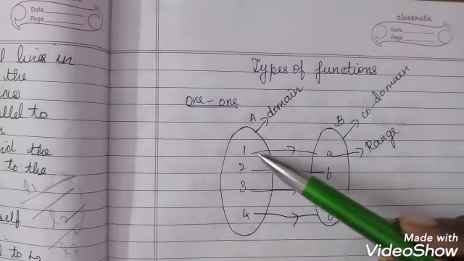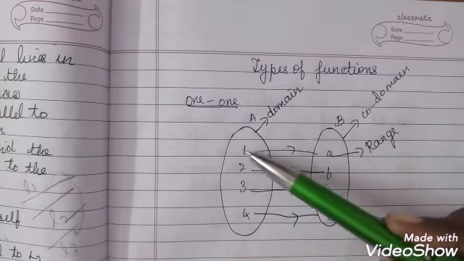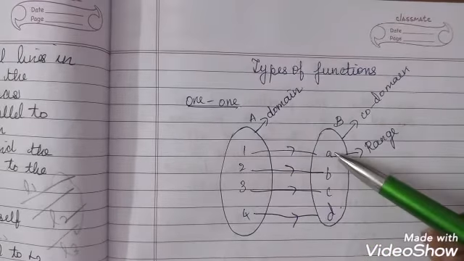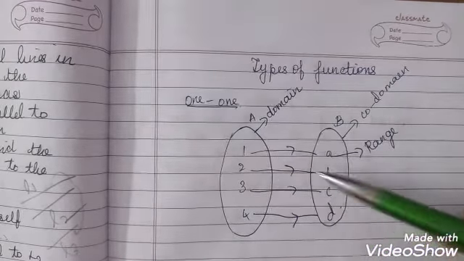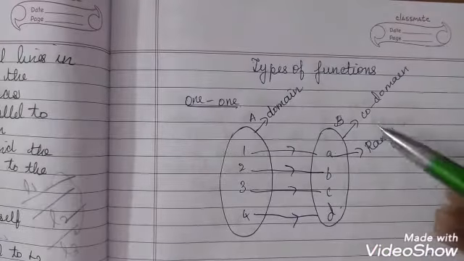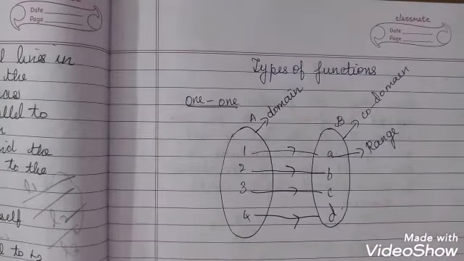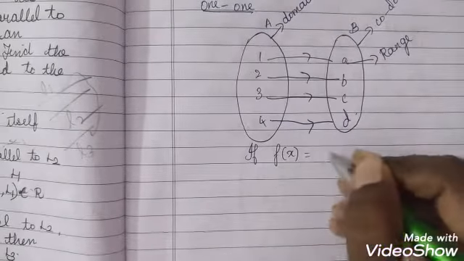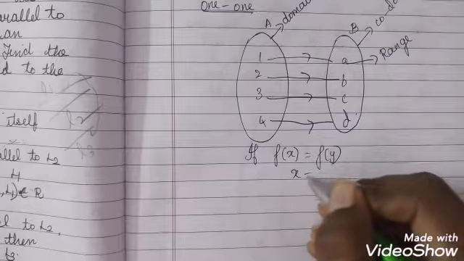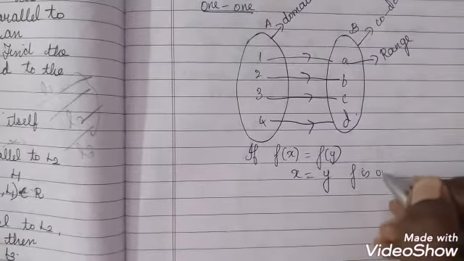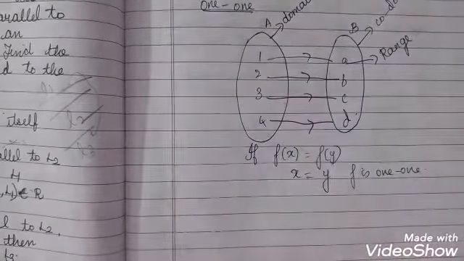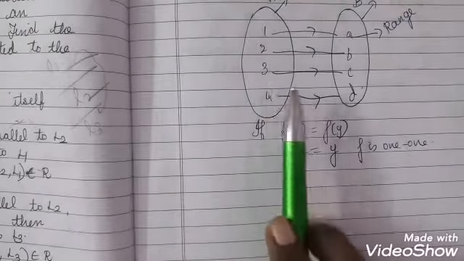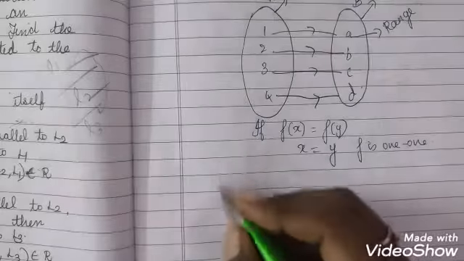So what is a one-to-one function? A one-to-one function is nothing but all the elements in the domain will have unique images. That is, 1 will have only one image, 2 will have only one image, 3 will have only one image, 4 also will have only one image. That only we call a one-to-one function. In other words, if f of x is equal to f of y, then we say that x is equal to y. So we say that f is said to be one-to-one. This is the one-to-one function definition whatever we have in our textbook. But arrow diagram wise, this is how we explain here.